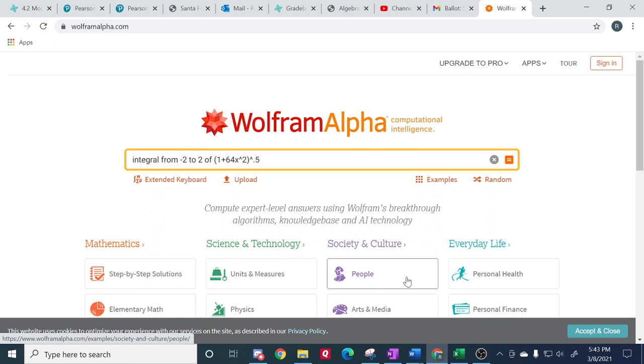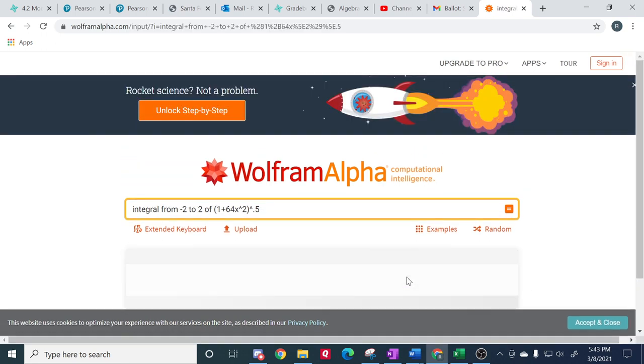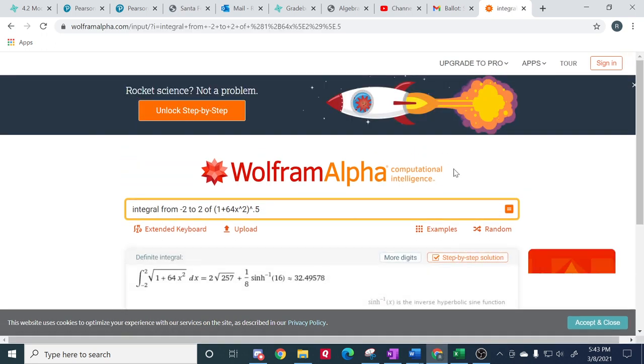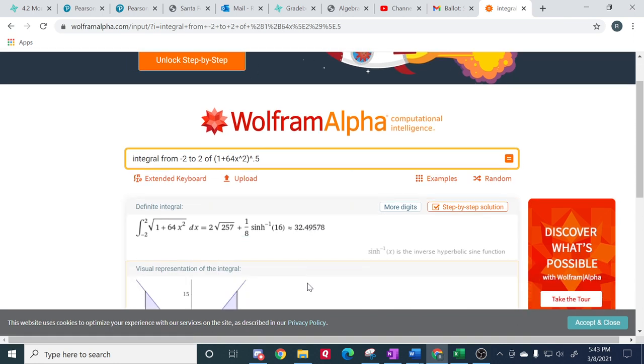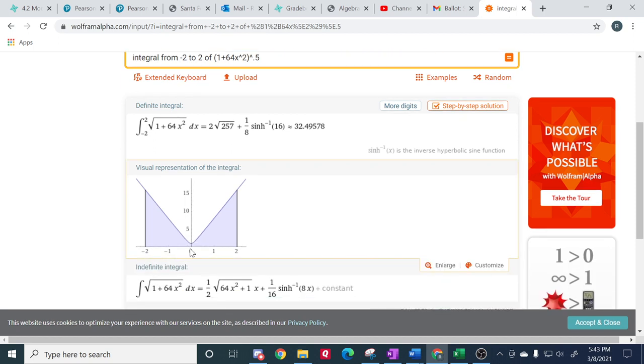Raised to the 0.5. And that looks like what I was intending, and I'm going to get this at about 32.5, and that would be my answer. And the picture looks like this, and like I said, you could have done double the integral from 0 to 2 because of the symmetries involved.